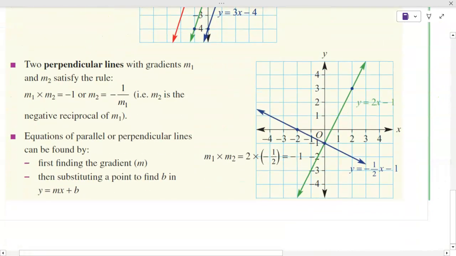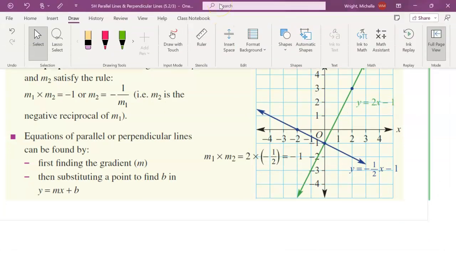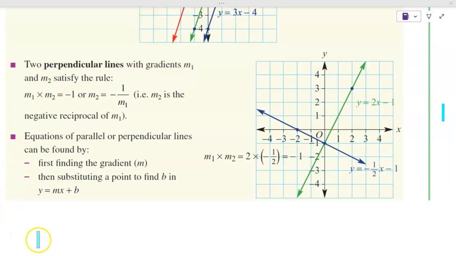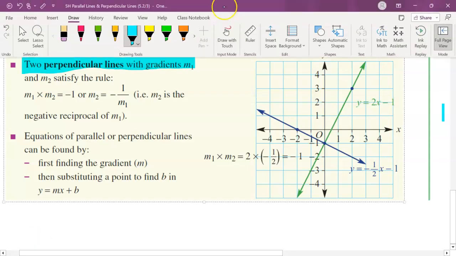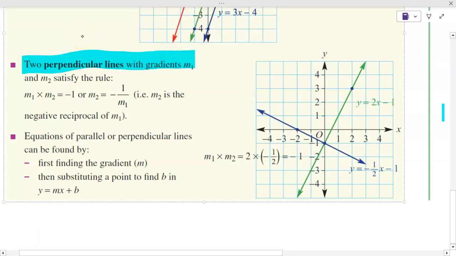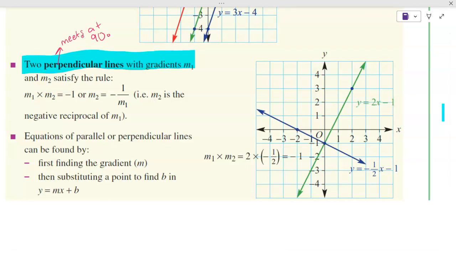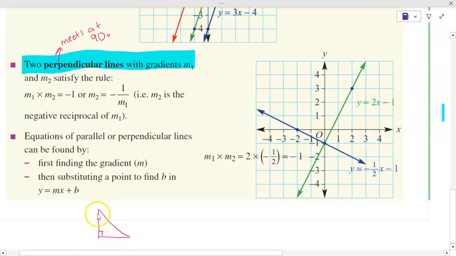Okay, now let's have a look at the next part. This is also on your sheet. It tells us about two perpendicular lines, so let's think about what perpendicular is first. What does perpendicular mean to you? Perpendicular means something meets at 90 degrees. When we were looking at shapes or triangles, 90 degrees was shown as a little square, and it just means we have one line that's vertical and one line that's horizontal, or if they're angled, the angle between them is 90 degrees.